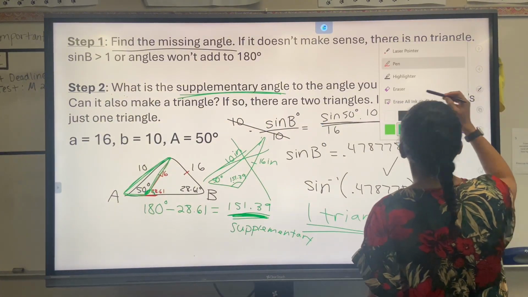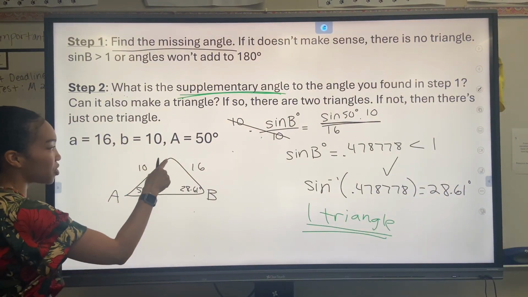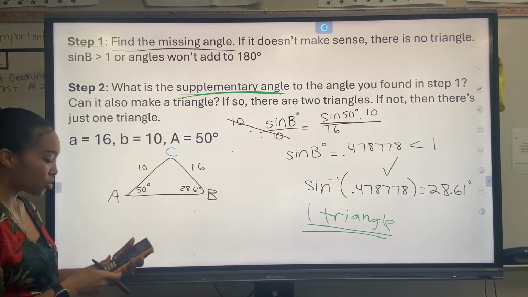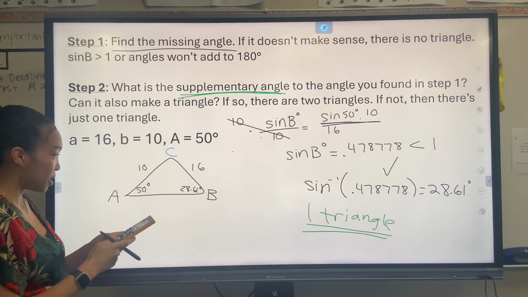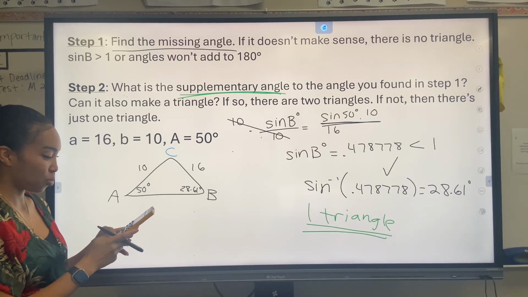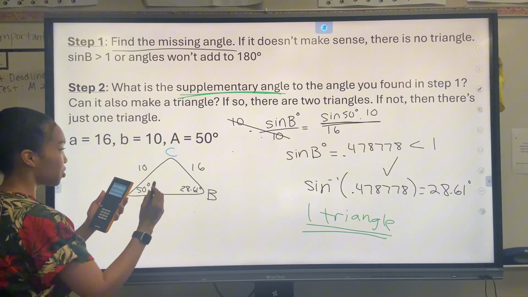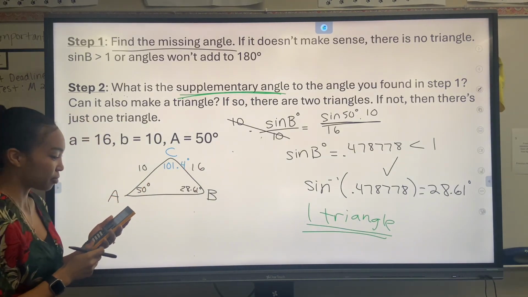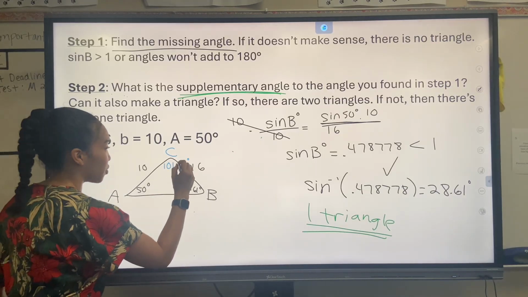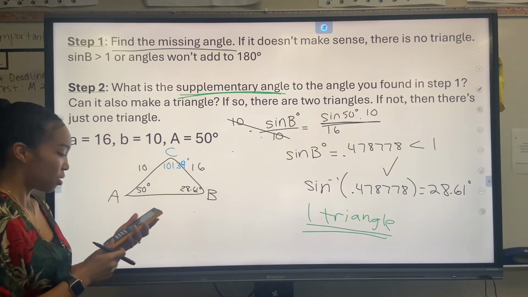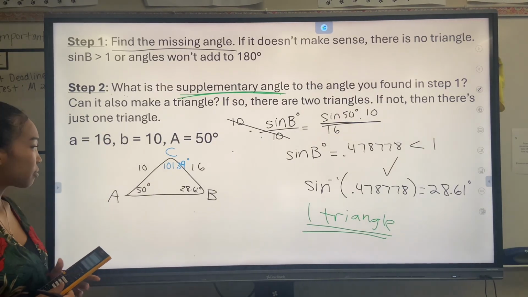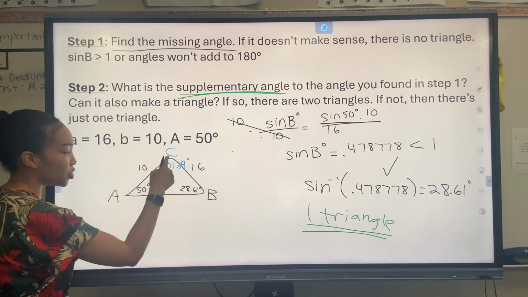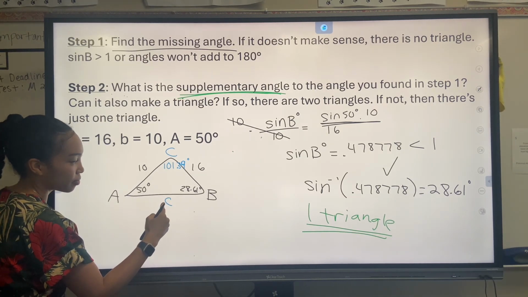So let's go back. We're gonna go ahead and solve for that first triangle. Let's finish finding the next angle. So we're gonna do 180 minus 50 minus 28.61. So this is 101.39 degrees. I won't round it. Okay, now all you need to do is find side C.